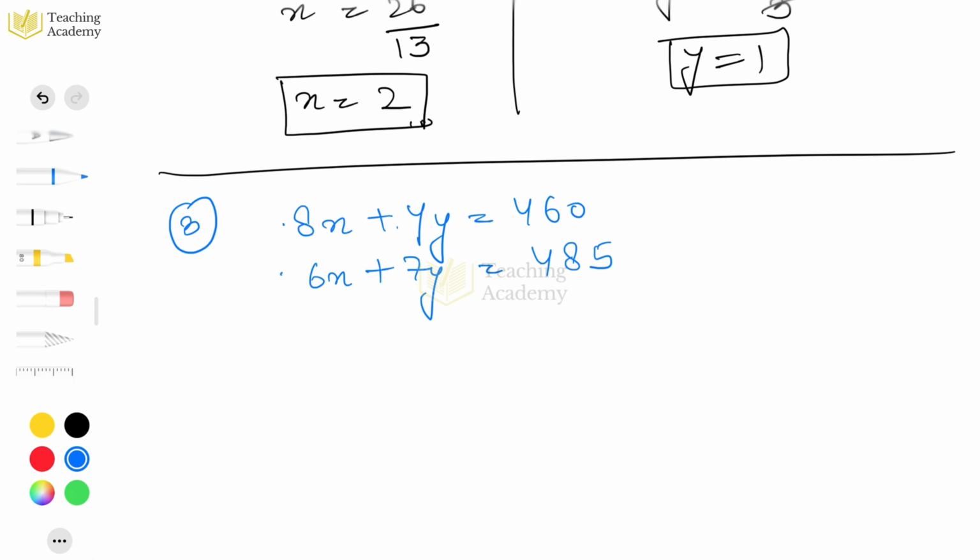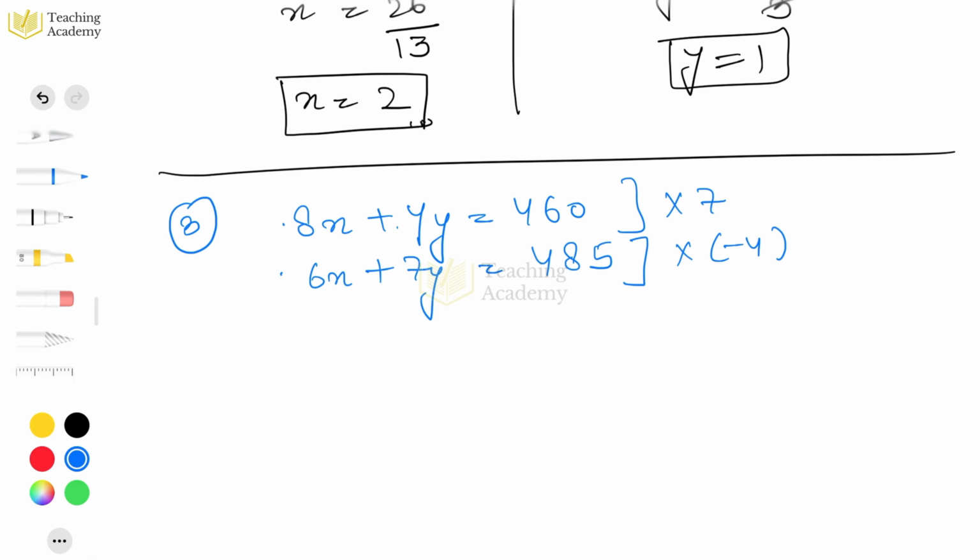So firstly you need to decide which one you want to cancel out, which one you want to eliminate. Suppose I want to eliminate y again in this case. So I'll be multiplying the whole equation with a 7, because 4 and 7 have no common factor, so I have to multiply it with the whole number, and this equation with a negative 4.